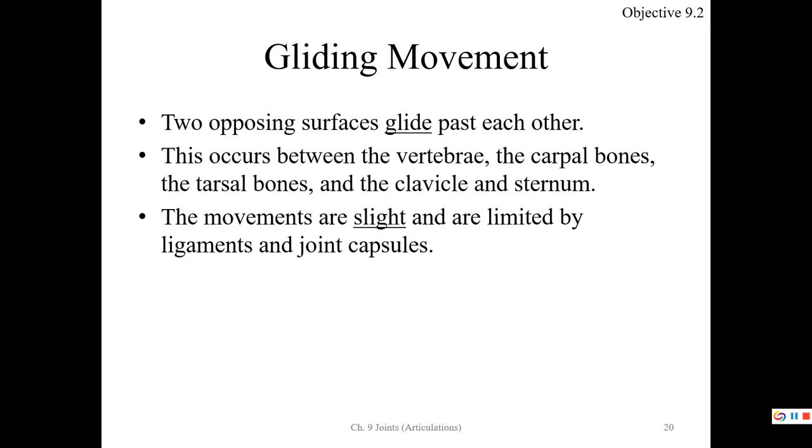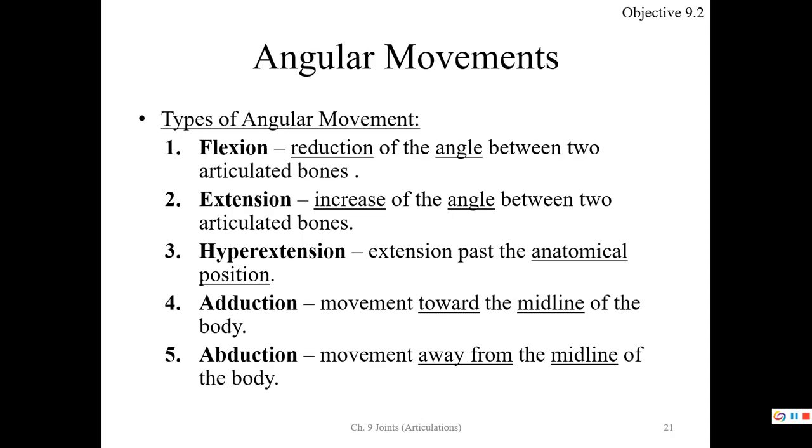Now, what happens in gliding movement is they slide or glide past each other. For example, at the vertebrae, one vertebra above the other, they slide on each other. Your carpal bones, your tarsal bones, they slide on each other. Your clavicle and your sternum, it slides. Very slight movement because there's ligaments and joint capsules attaching it. It's limited. It wiggles some, it gives a little bit, but not very high motion.